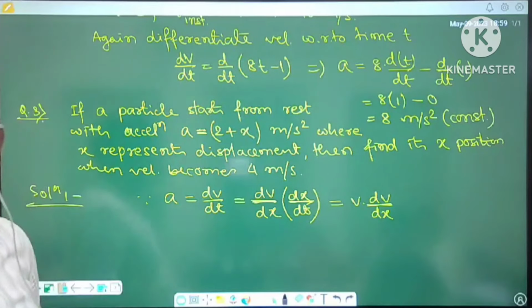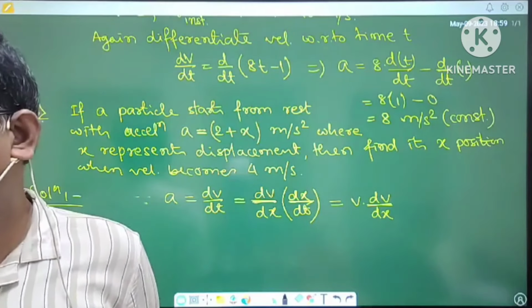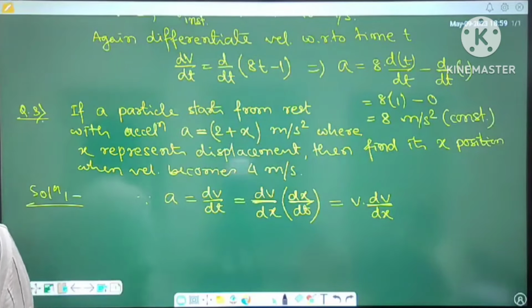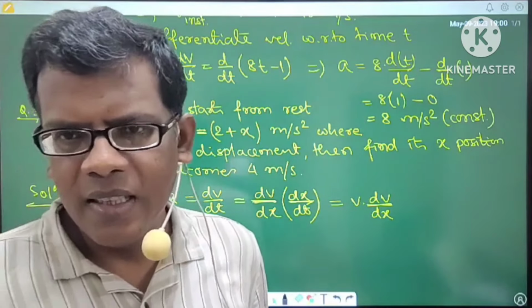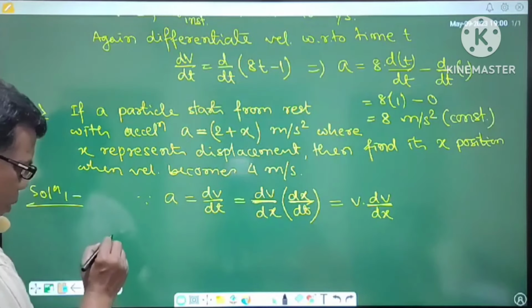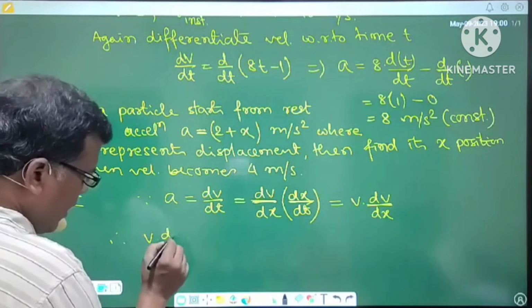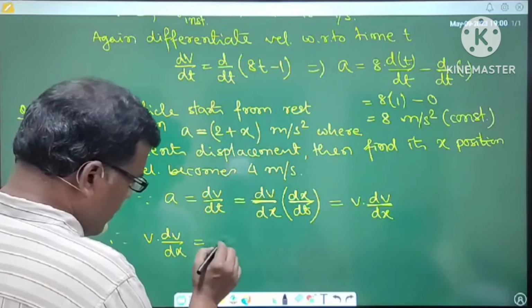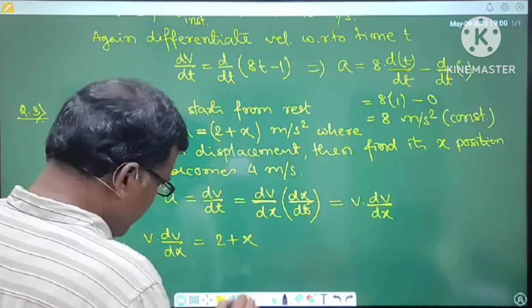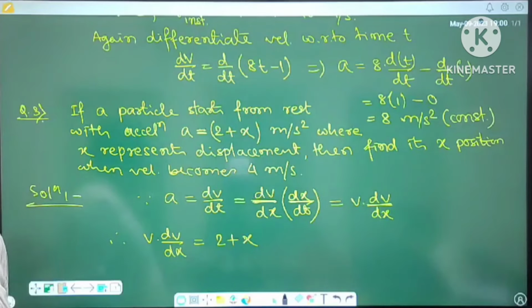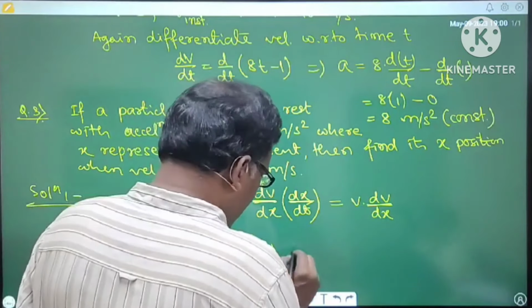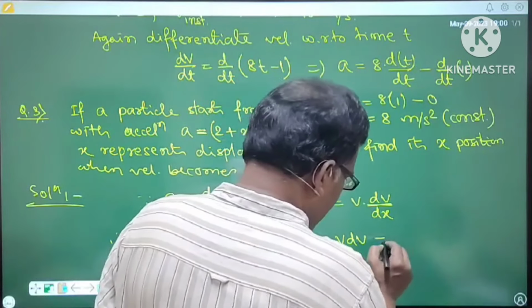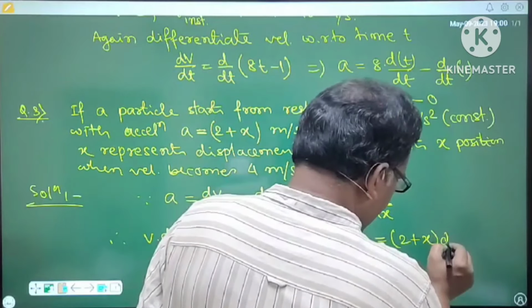This is another way of dealing with instantaneous acceleration. dv by dt is its primary existence. We can further rearrange it as if acceleration can also be written as v into dv by dx. So therefore now approaching a as v into dv by dx, and now the expression of a which is 2 plus x is workable. Are you getting me or not? So a is v dv by dx, that is equal to 2 plus x. Now the equation is really relating v and x, so I can keep v dv in LHS with 2 plus x dx taken to RHS.